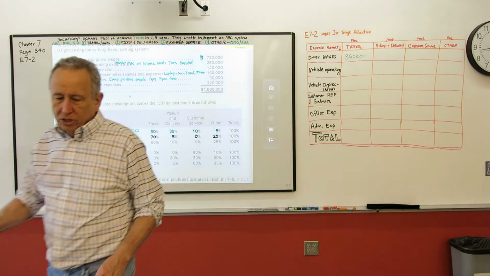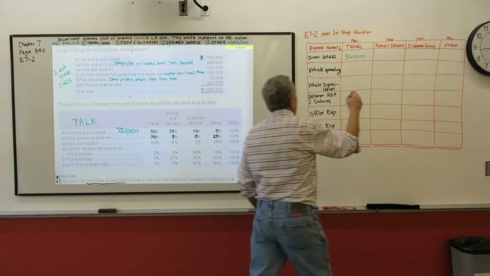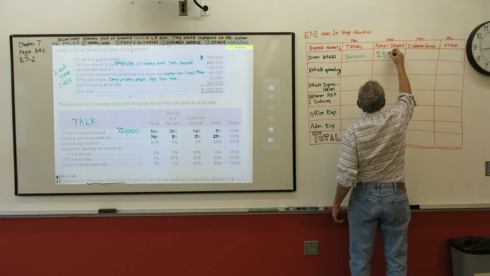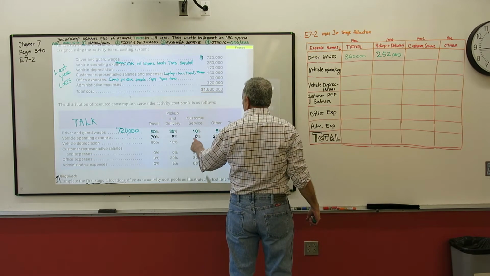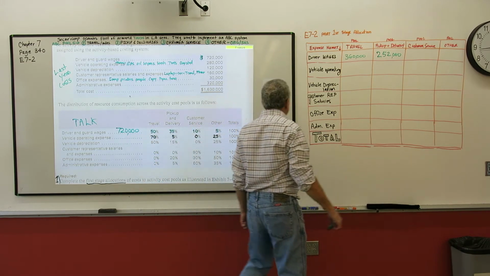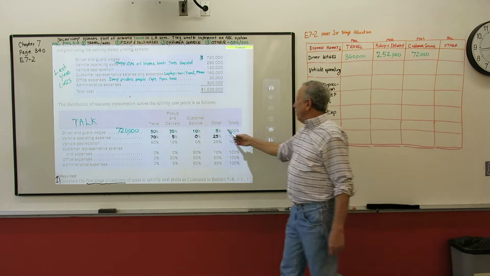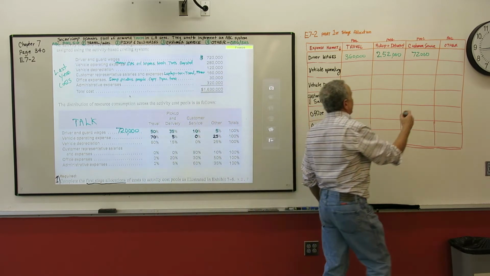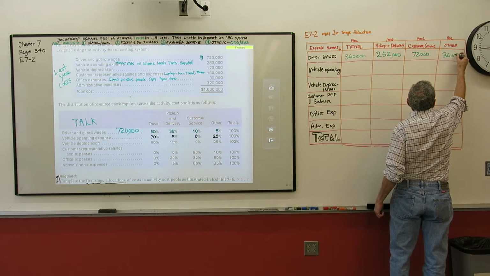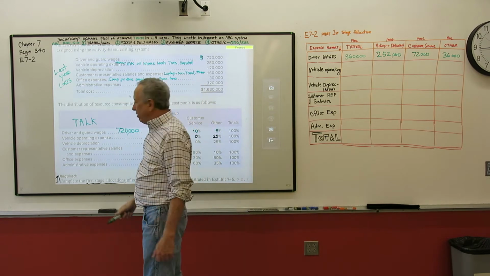I think so. Hang on a second. Let me just make sure I don't make any mistakes on this. Yeah, 252,000. That's right, 252,000. Yep. Okay. Let me see here. 10% of 720,000 is 72,000. And then 5% of that will be 5% of 72. That'll be 36,000. Now all these should add up to 720, and if I've done my math right, they will.